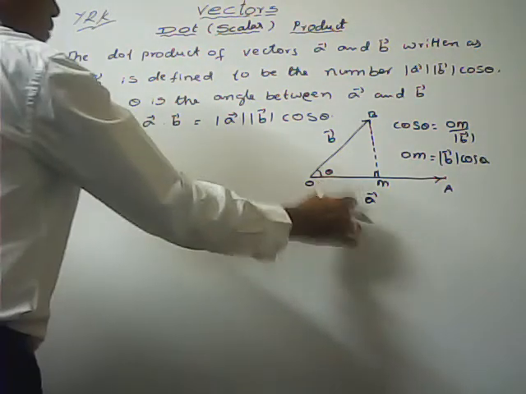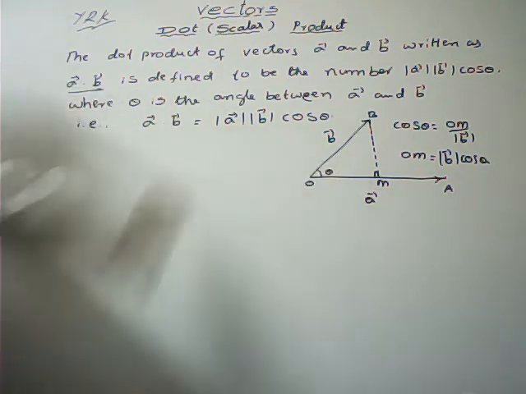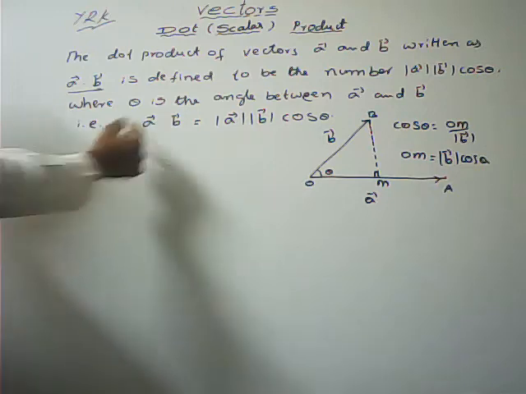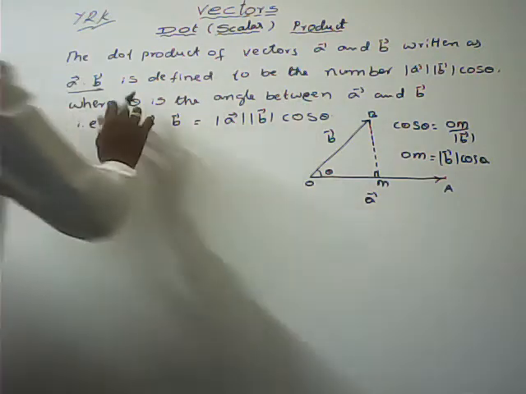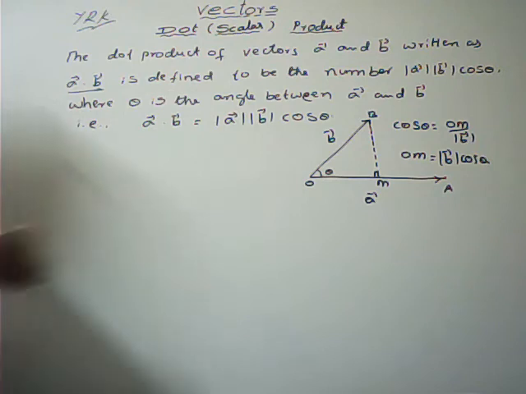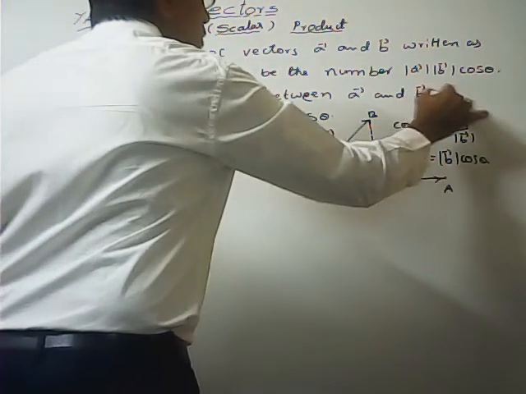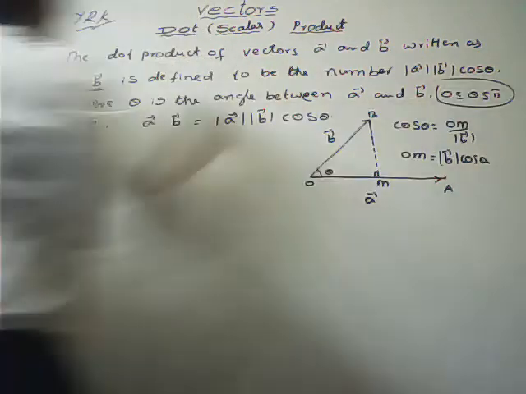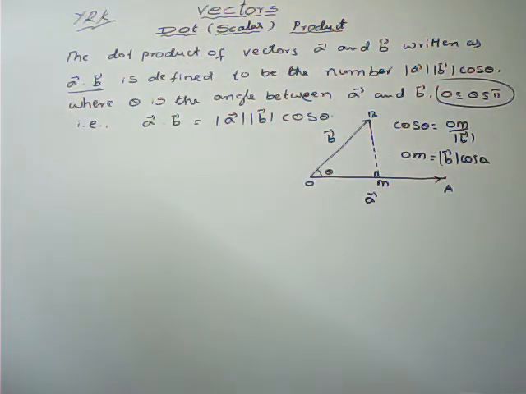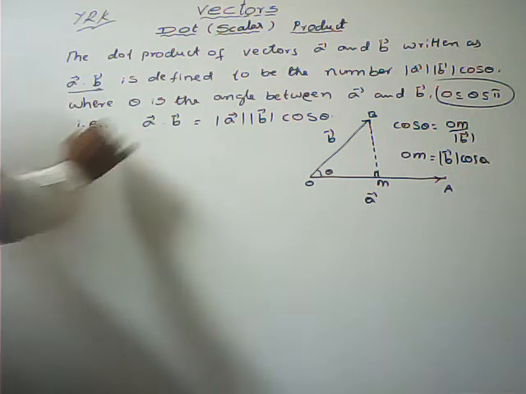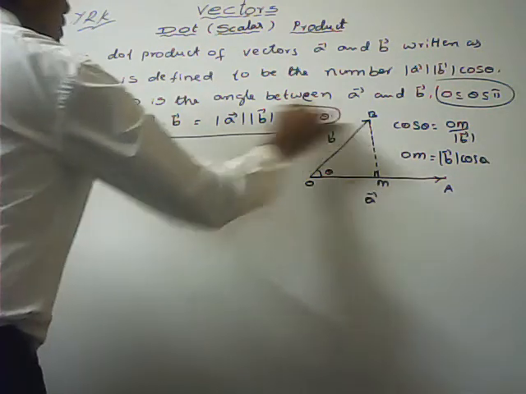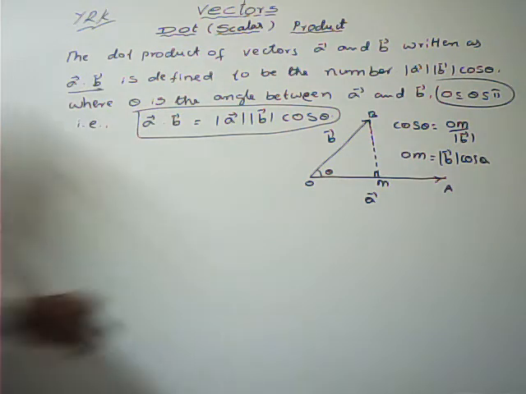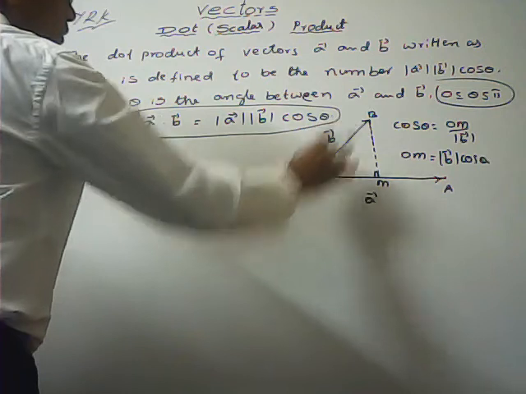Here a bar and b bar are two vectors, and theta is the angle between them. Theta lies between 0 and pi, that is, 0 is less than or equal to theta is less than or equal to pi. So a bar dot b bar is equal to modulus of a bar into modulus of b bar into cos theta.